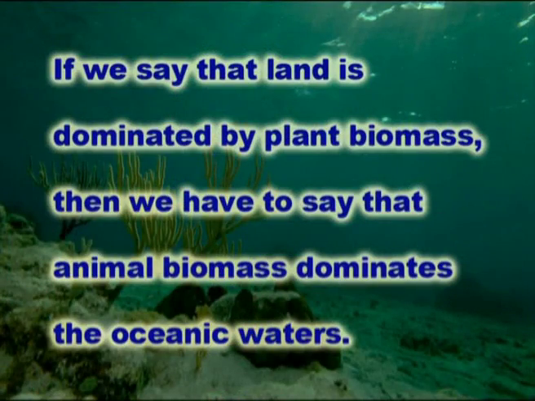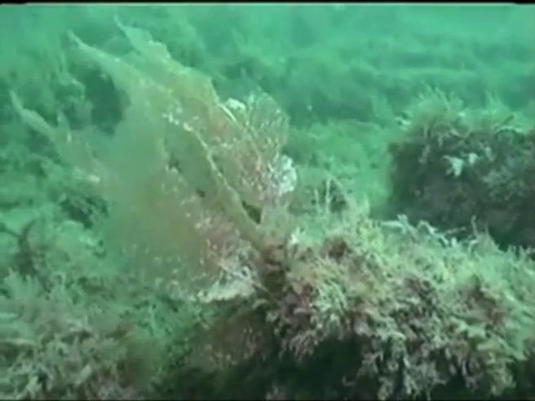The ocean is a major source of food, energy and varieties of mineral resources. Oceans also control the global climate. If we say that the land is dominated by plant biomass, then we have to say that the animal biomass dominates the oceanic waters. Water based living environments are called aquatic ecosystems.